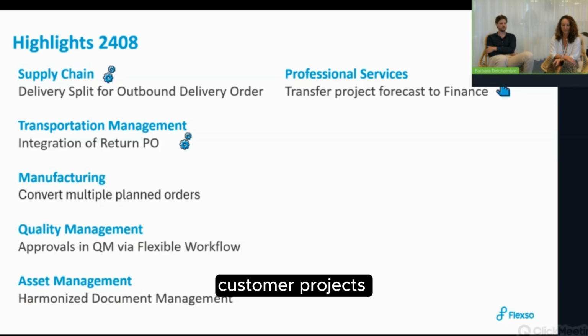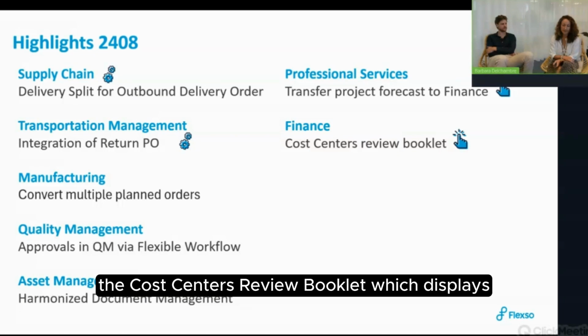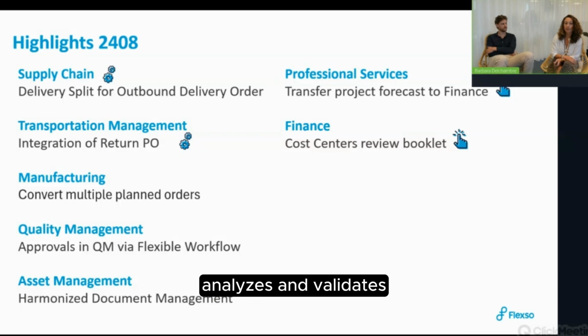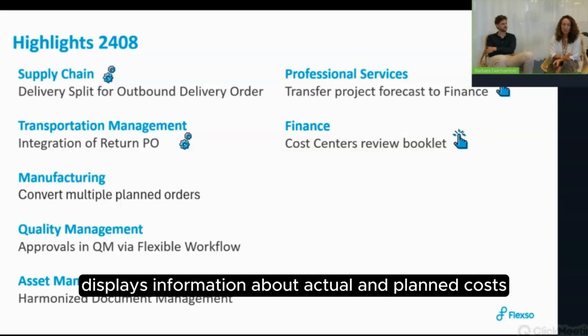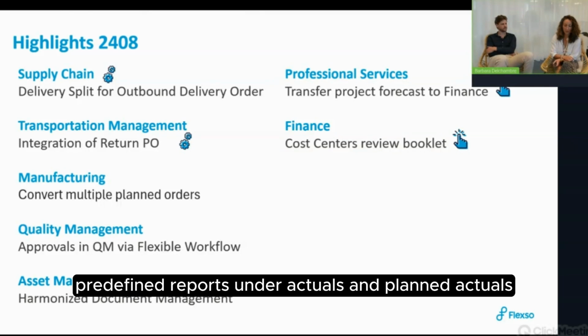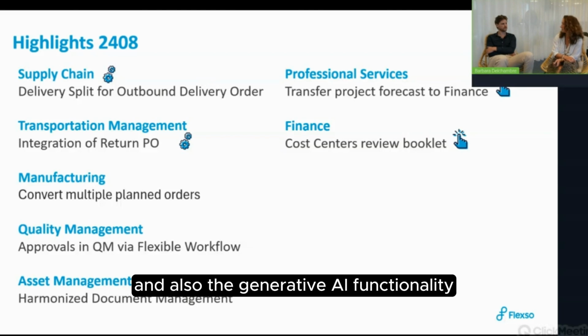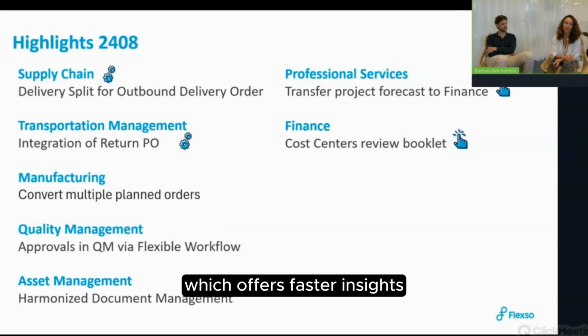In finance, we also have a new app, the Cost Center Review Booklet, which displays, analyzes, and validates cost center data. And displays information about actual and planned costs and groups several predefined reports under actuals and planned actuals. And the benefit is having all these in one app with various filters and also the generative AI functionality, which offers faster insights.